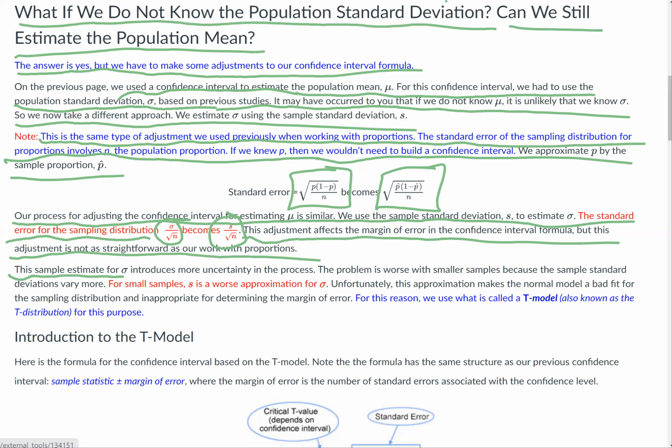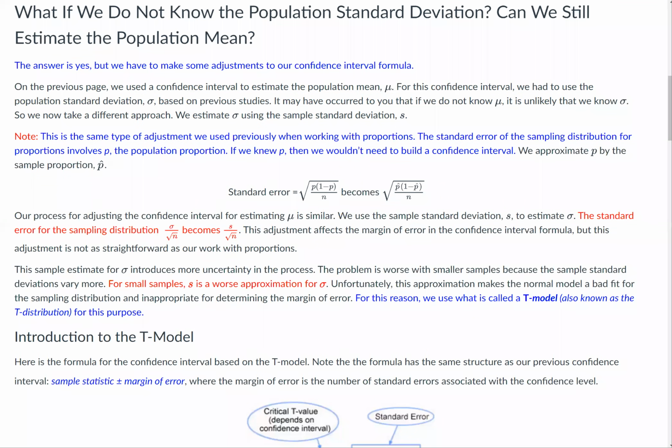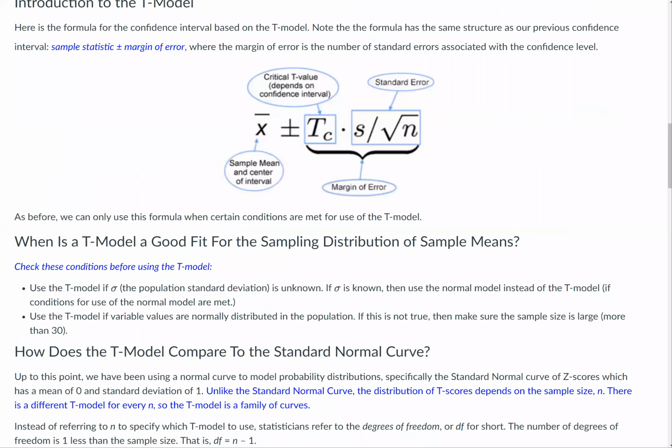This sample estimate for sigma introduces more uncertainty in the process. The problem is worse with smaller samples because the sample standard deviations vary more. For small samples, S is a worse approximation for sigma. Unfortunately, this approximation makes the normal model a bad fit for the sampling distribution and inappropriate for determining the margin of error. For this reason, we use what is called a T model, also known as the T distribution, for this purpose. So now we'll look at what the T model is and when to use it. Introduction to the T model.